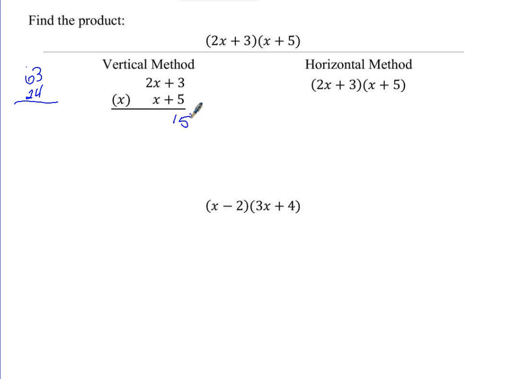The next thing we did was multiply these two numbers. We're going to do exactly the same thing here. 5 times 2x is 10x. So I'm going to write 10x, and that 15 right there was a positive 15, so I'll put a plus sign in between.